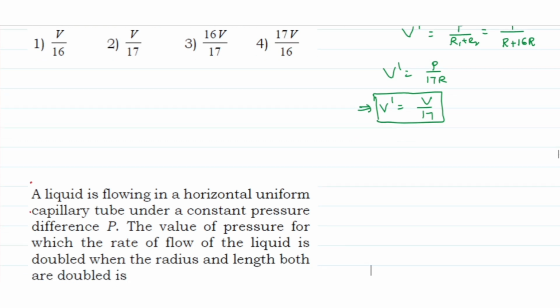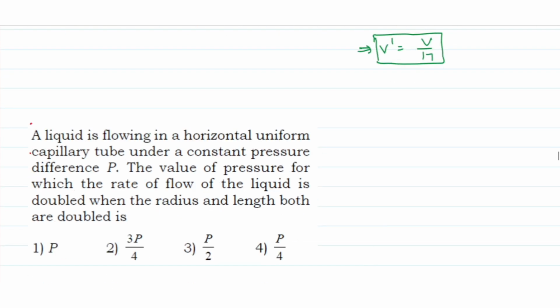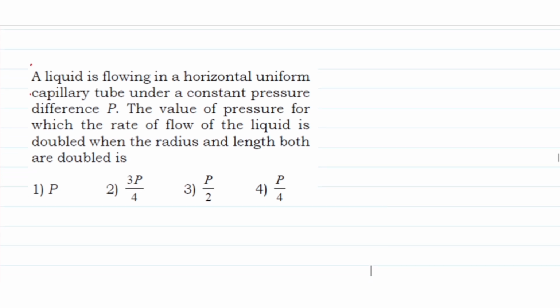Now look at the next question. A liquid is flowing in a horizontal uniform capillary tube under a constant pressure difference P. We need the value of the pressure for which the rate of flow of the liquid is doubled, when the radius and length of the tube are both doubled. Radius R2 is given as 2 times R1, and length also becomes double, 2 times L1. Now we need to calculate the pressure for which the rate of flow of the liquid is doubled.